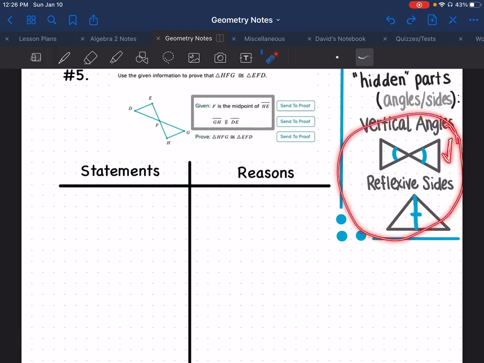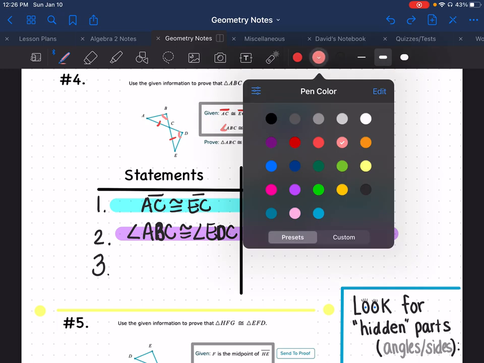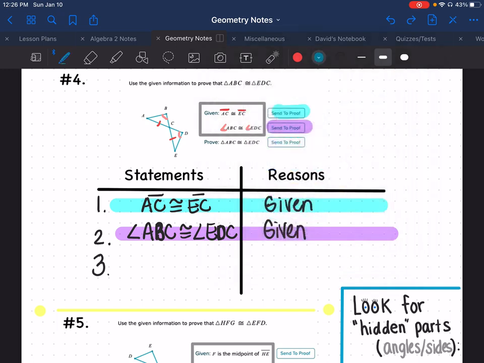It looked like this one because it had that middle in there. So I'm going to come back. Yep, it had that middle. There we go. So I'm going to go ahead and say for statement number 3, I want to mark that those angles are congruent. I want to mark those congruent angles at C.